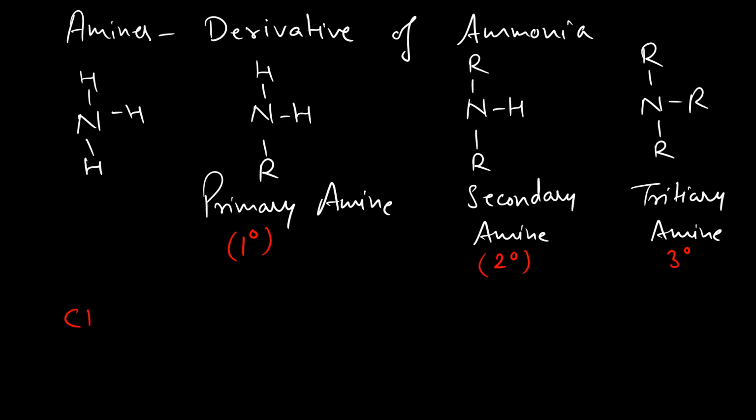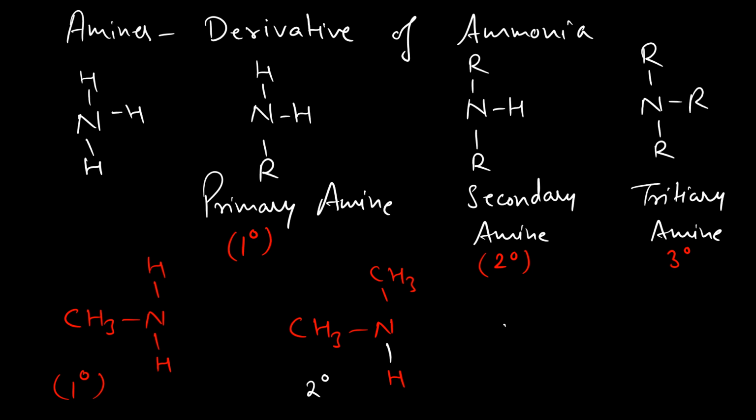Now let's say I have this example with me. Here I have one alkyl group with an NH2 group. It's going to be known as primary amine. If I have two alkyl groups with the nitrogen, that is known as secondary amine. And if all three positions around the nitrogen are substituted by alkyl groups, it's going to be marked as tertiary amine.